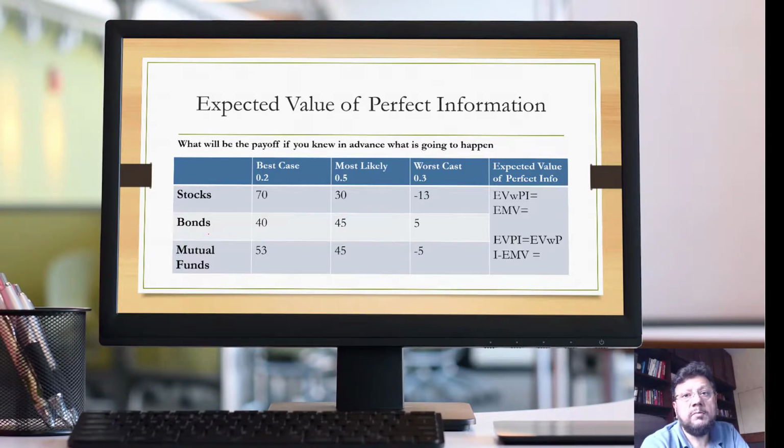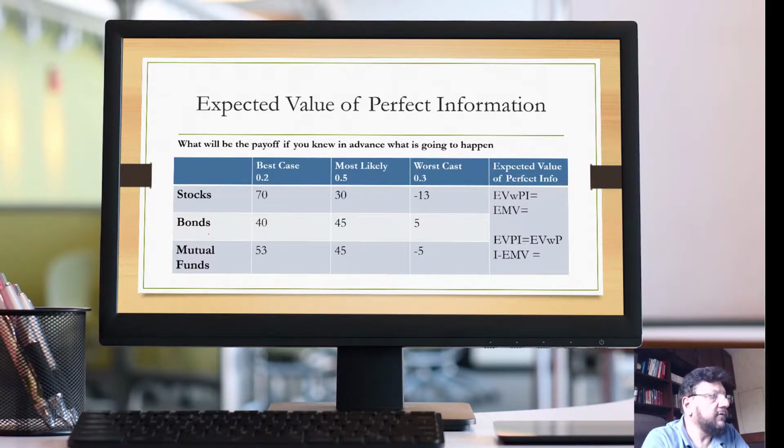So somehow you've gotten perfect information. So every year you know what is the best investment that you should do. So that's called having perfect information. So what would be the monetary value of perfect information?